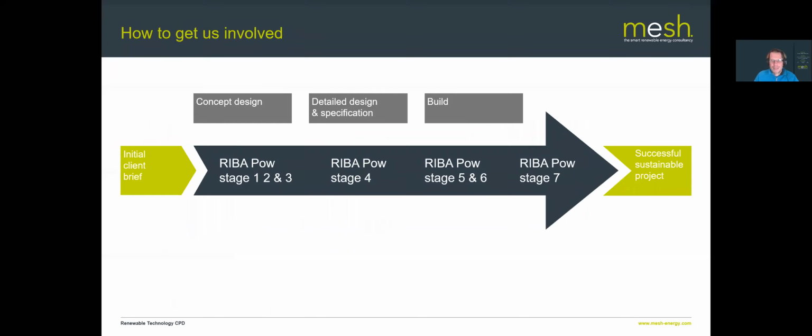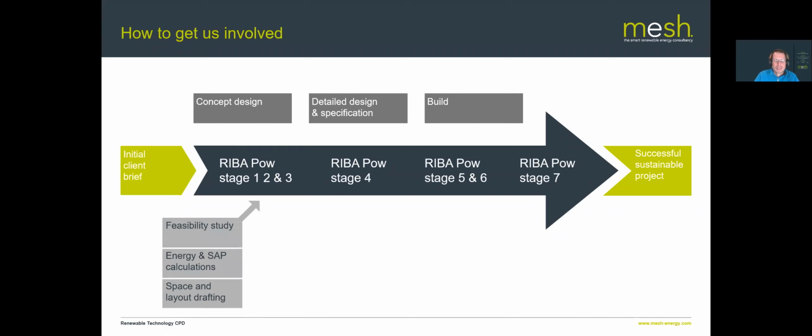So hopefully that hasn't bamboozled you all too much, and we can now look at some of the ways that we can help you as Mesh. At the very early stages, we would suggest that we get a feasibility study done as soon as possible, because a feasibility study will tell you whether an air source heat pump is the best technology for your particular project. It may be that a ground source heat pump or some other technology is more suited to your application. We can help with energy and SAP calculations, and we can also help you with doing those initial layout drawings, making sure there's enough space for the equipment to be installed.